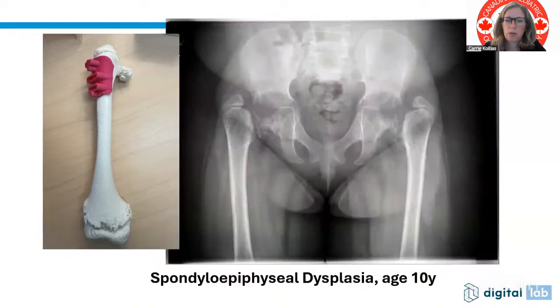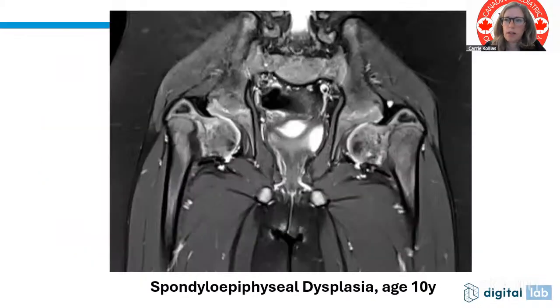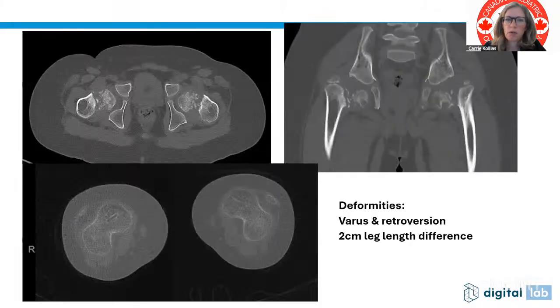So let's go to this spondyloepiphyseal dysplasia case, bilateral Coxa Vara, significant disease. And this is the MRI. And there's no pseudoarthrosis present. So this is, what do I need to give the digital lab to get me those custom-made cutting jigs? Well, I need a full-length femur CT, and you can see here significant varus, there's significant retroversion, and in her case, there's actually even a 2-centimeter leg length difference.